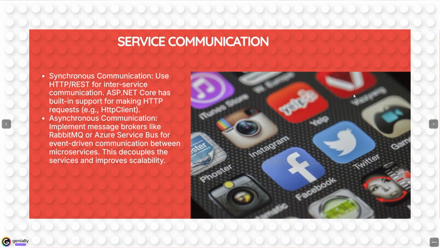Next, service communication. For synchronous communication, use HTTP REST for inter-service communication. ASP.NET Core has built-in support for making HTTP requests, such as HttpClient. Next, asynchronous communication. Implement message brokers like RabbitMQ or Azure Service Bus for event-driven communication between microservices. This decouples the services and improves scalability.